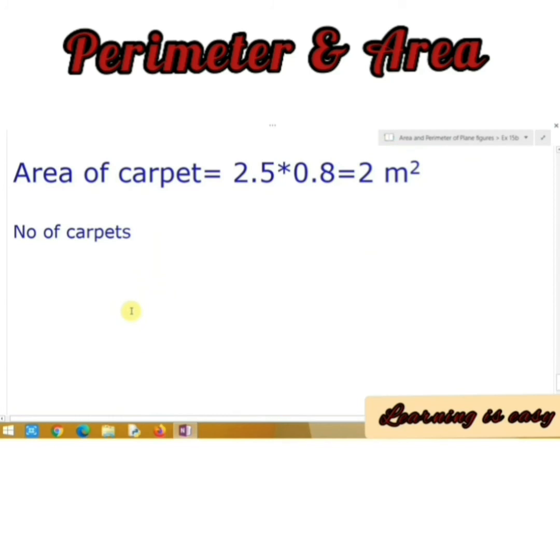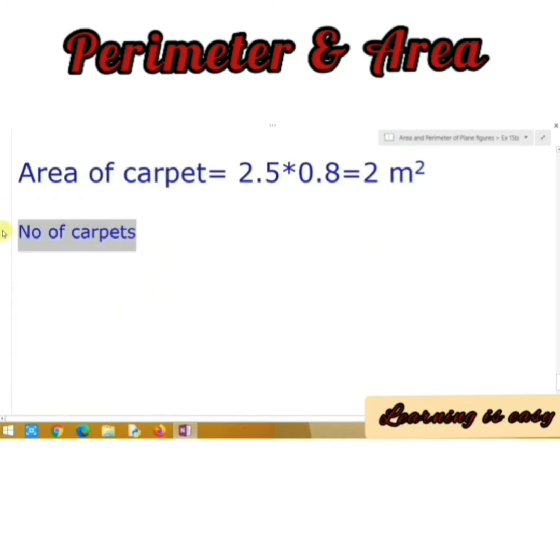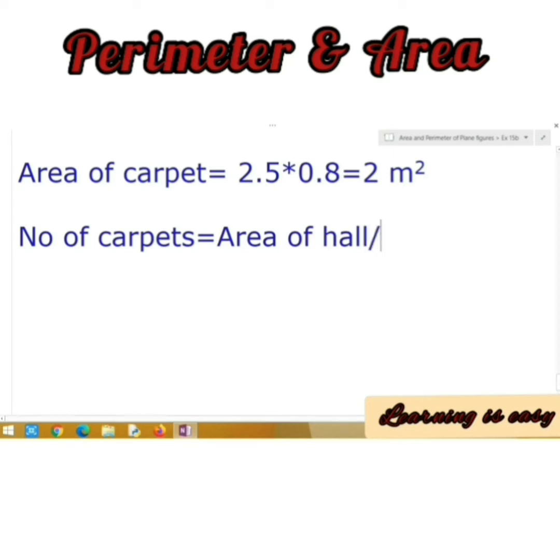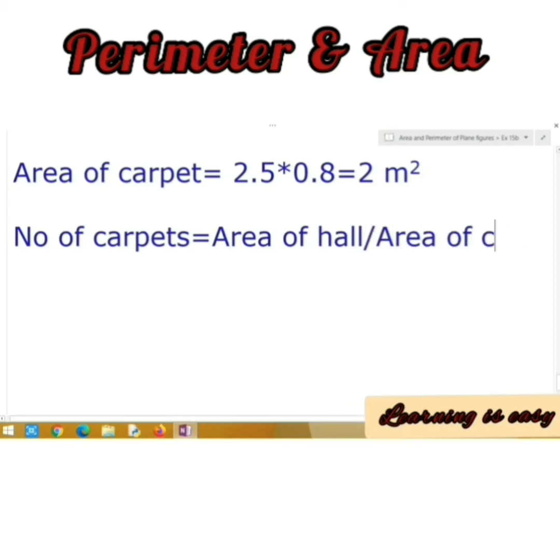So number of carpets required is equal to area of the hall divided by area of carpet. So that will tell us the number of carpets required. That's 432 divided by 2. That's going to be 216.